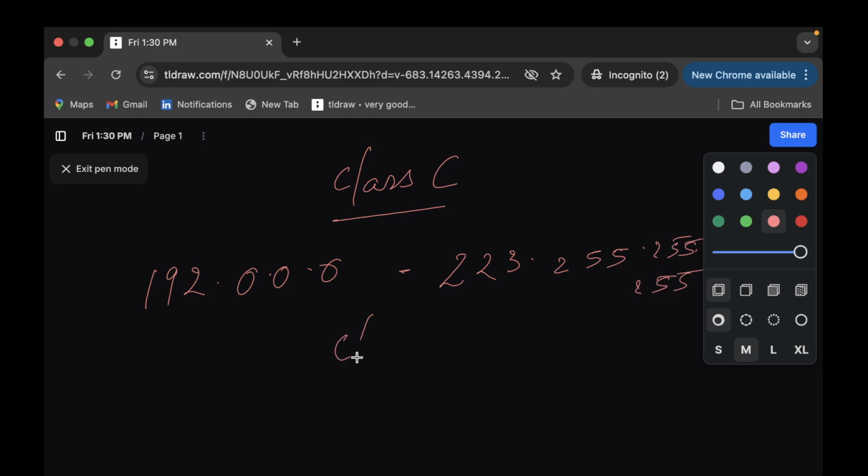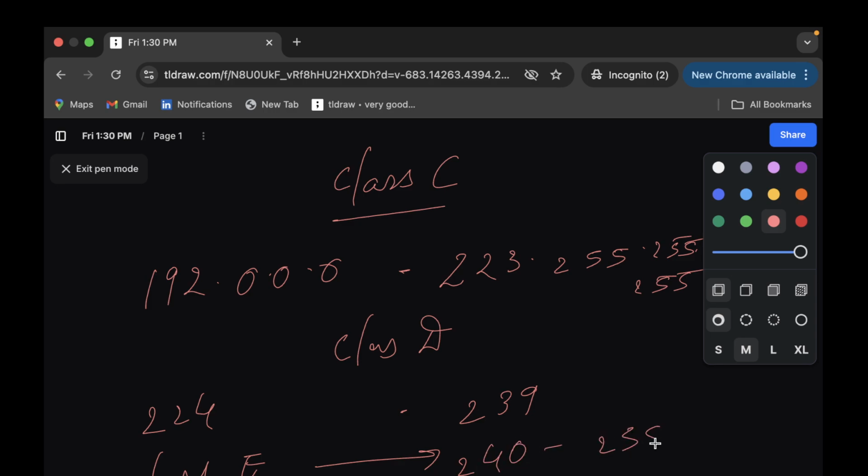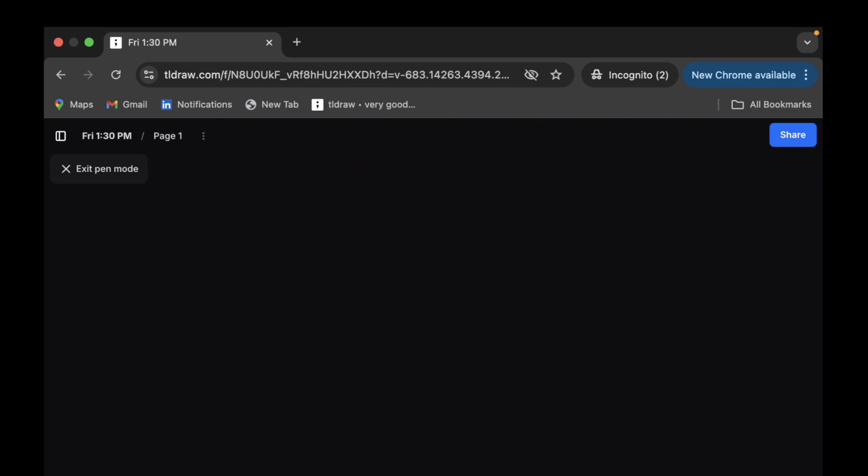Then my class D will start from 224 all the way up to 239. And then my class E, which is the last class, will start from 240 and go all the way to the end, that is 255.255.255.255. This is the last IP address possible, right? So by dividing these into certain blocks, now let's see something.